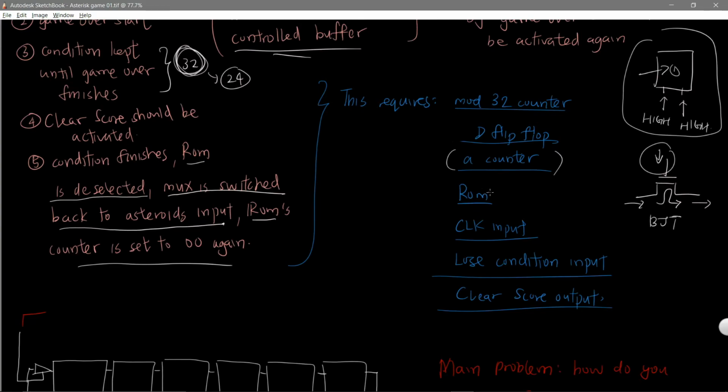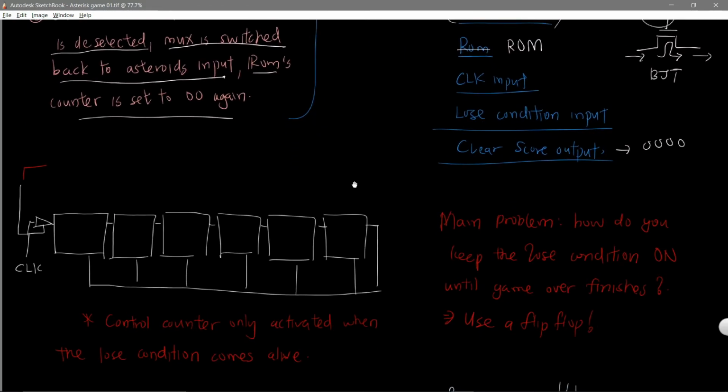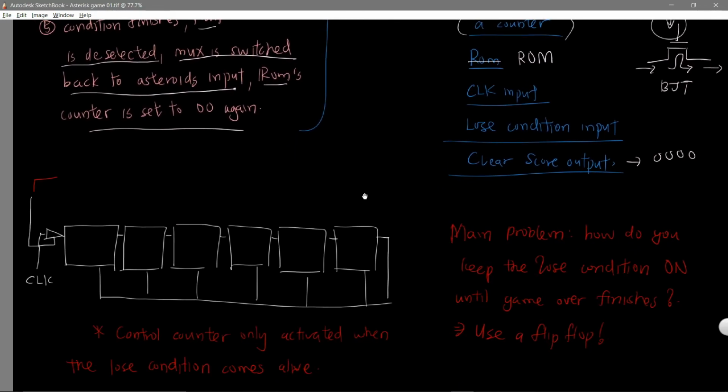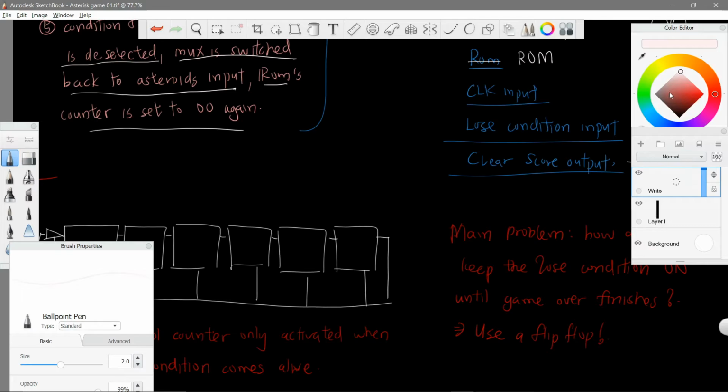And then we need a ROM. ROM is written in all caps. We need a clock input. We need a lose condition input. We need a clear score output, which activates the circuitry so that your score is set to all zeros. And our mod 32 counter is like this. Mod 32. Alright, let's see.